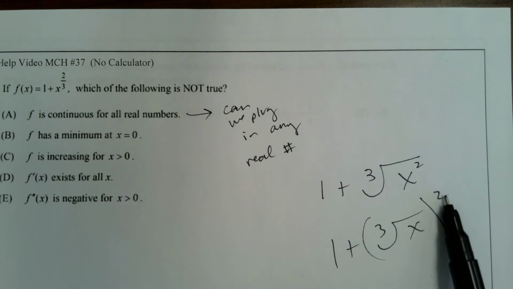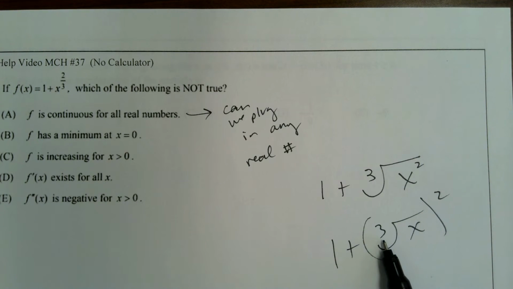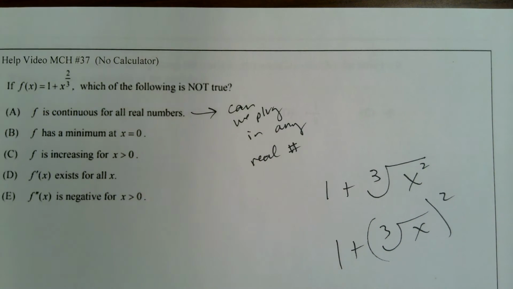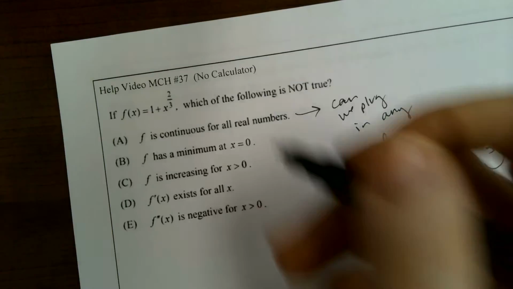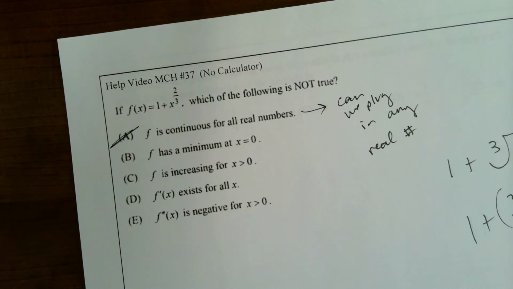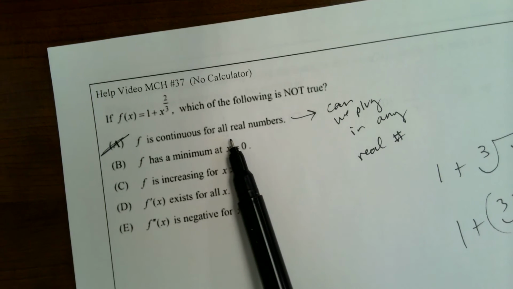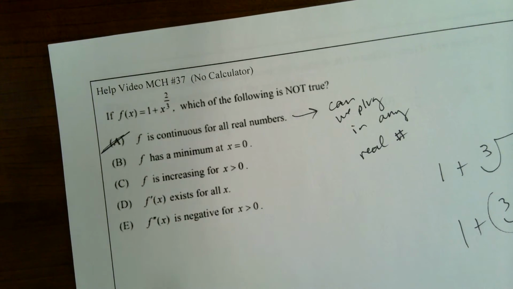Even without the squared, guys, taking an odd root, like a cubed root or a fifth root or a seventh root, you can do that with a negative number. If this was a square root, then you could not plug negatives in, because you can't take the even root of a negative number, but you can take the odd root of a negative number. So we can plug anything in there. So this is true, f is continuous for all real numbers. I'm crossing it out because they want the thing that's not true.